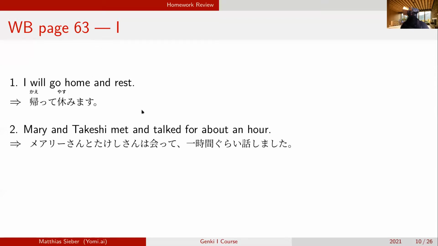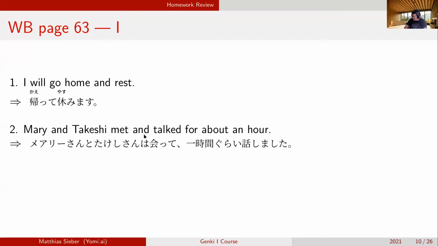Okay. Let's look at this. So we have Mary-san to Takeshi-san wa. Very good, because this is the topic. Mary and Takeshi together, right? Because you could say Mary talked with Takeshi, or Takeshi met with Mary and then talked to each other. But here it is really like the topic is Mary and Takeshi together. So Mary-san to Takeshi-san, marked by the particle wa. So very good. Then we have this met part, or just to meet, right?